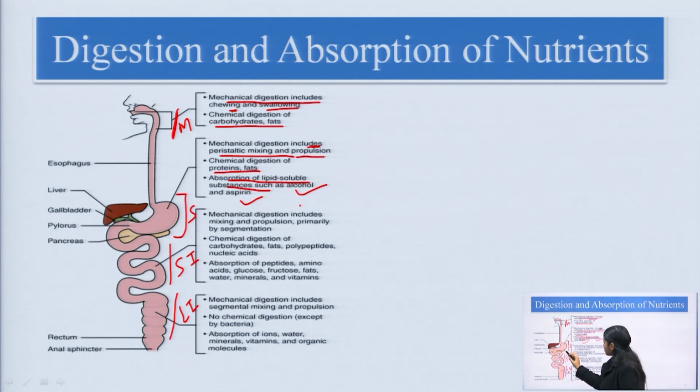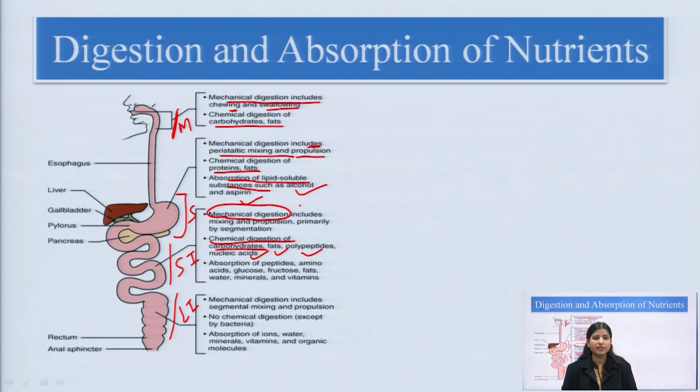We will see the small intestine. In the small intestine, the majority of the digestion and absorption occurs. There is mechanical digestion with the help of peristaltic movement through contraction. Now, see the chemical digestion: carbohydrates, fats, polypeptides and nucleic acids are metabolized through enzymes. That is why we say chemical digestion.